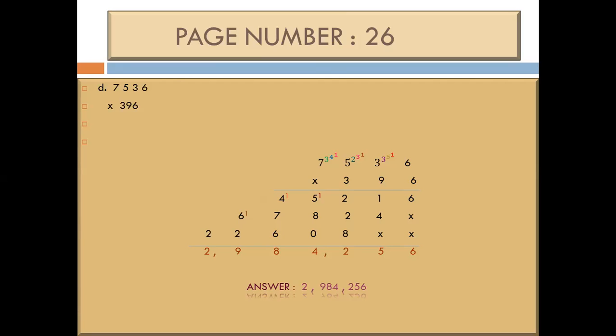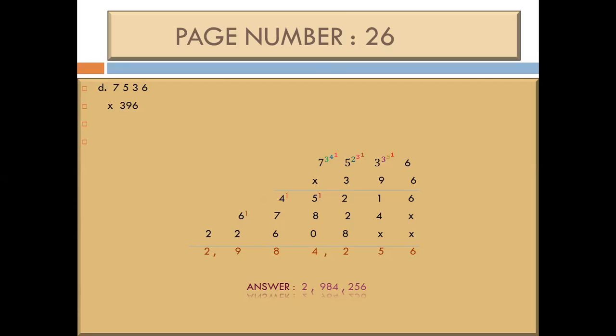4 plus 7 is 11. Good. 11 plus 6, 17. 17 plus 1, 18. We write here 8 and we carry 1 there. 6 plus 1, 7, 8, 9 and 2 is left there. Is it clear? Our answer is 2984256.